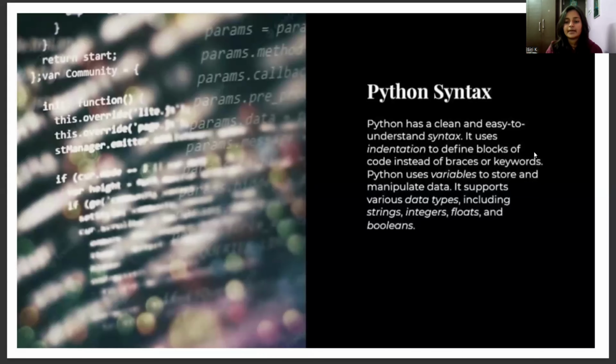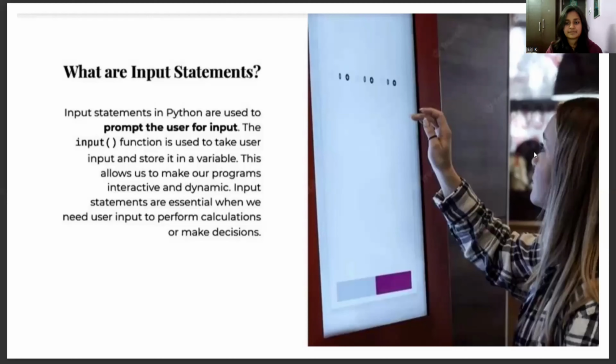Python syntax. Python has a clean and easy to understand syntax. It uses indentation to define blocks of code instead of braces or keywords. Python uses variables to store and manipulate data. It supports various data types, including strings, integers, floats, and booleans.